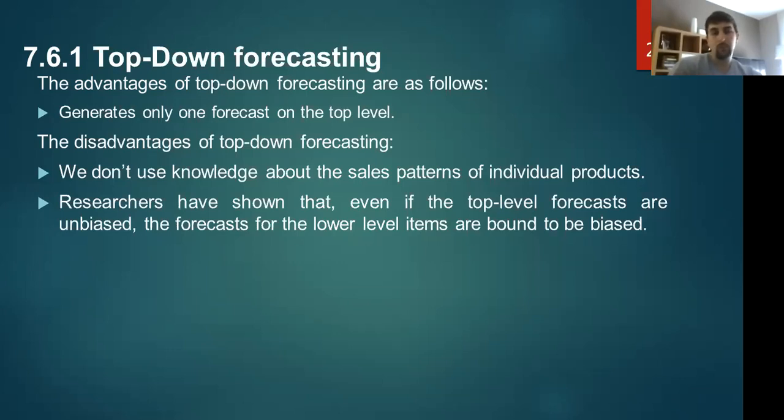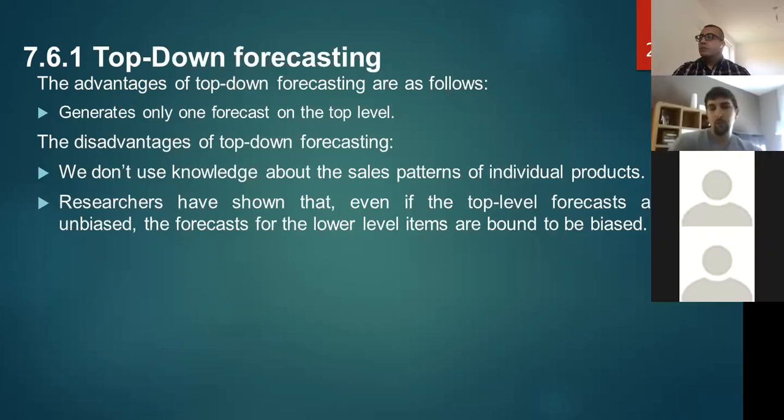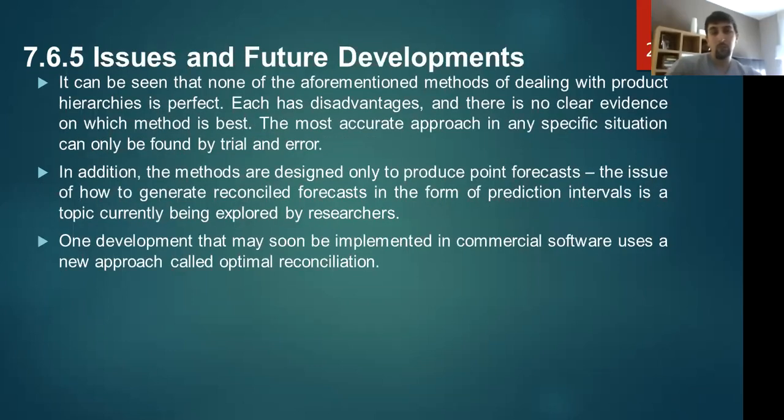The disadvantage of top-down is that we cannot look at the individual patterns of each node at the bottom level, like in the case of the bottom-up methodology, because we are just transforming those total forecasts to bottom level forecasts. And the bigger problem is that some researchers have shown that even if we have top level forecasts that are unbiased, when we disaggregate them to the lower levels, the forecasts at those lower levels will be biased. That's a big disadvantage of top-down.